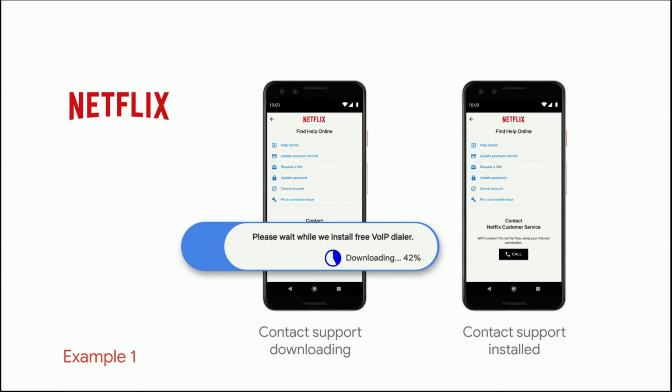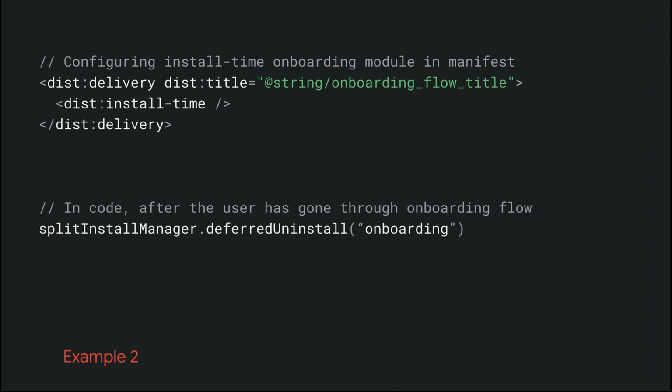Now, in future, Netflix will also configure installed modules in other ways. For example, it can remove the onboarding flow once the onboarding flow is completed. So how might that look? So let's take a look at the code here. So let's consider how removing a module would look in code like this.